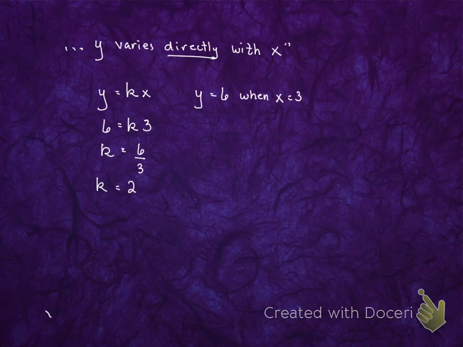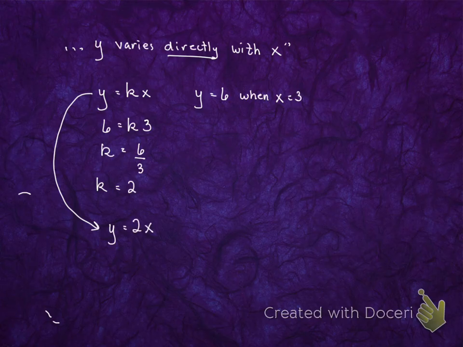So we're going to go back and fill in our direct variation equation, putting the k value in place. And notice, because there is no number after the 2x as a plus or a minus, that means that the b value, the y-intercept, is actually a 0, which for direct variation, it has to be. Okay, so let's do another one.